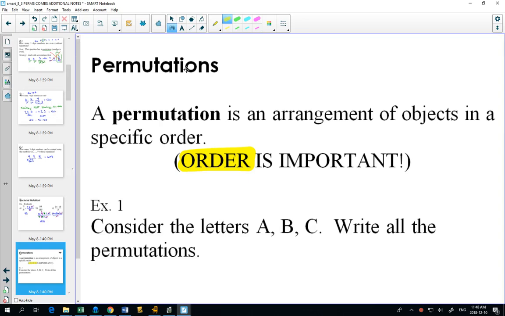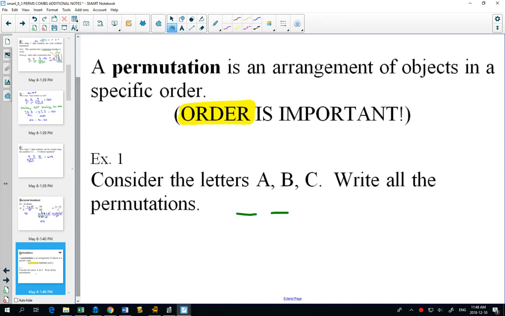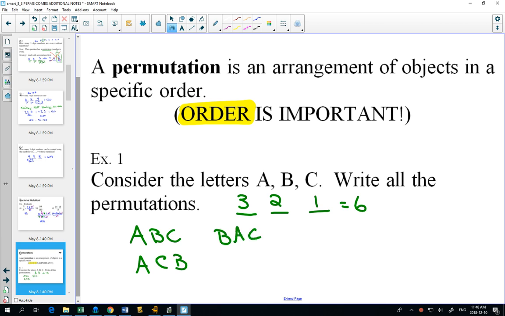If you want to write all the permutations of ABC, first of all, 3 letters. We can figure out how many there're going to be. How many choices do you have for your first letter? 3, then 2, then 1. There should be 6. ABC, ACB, BAC, BCA, CAB, CBA.